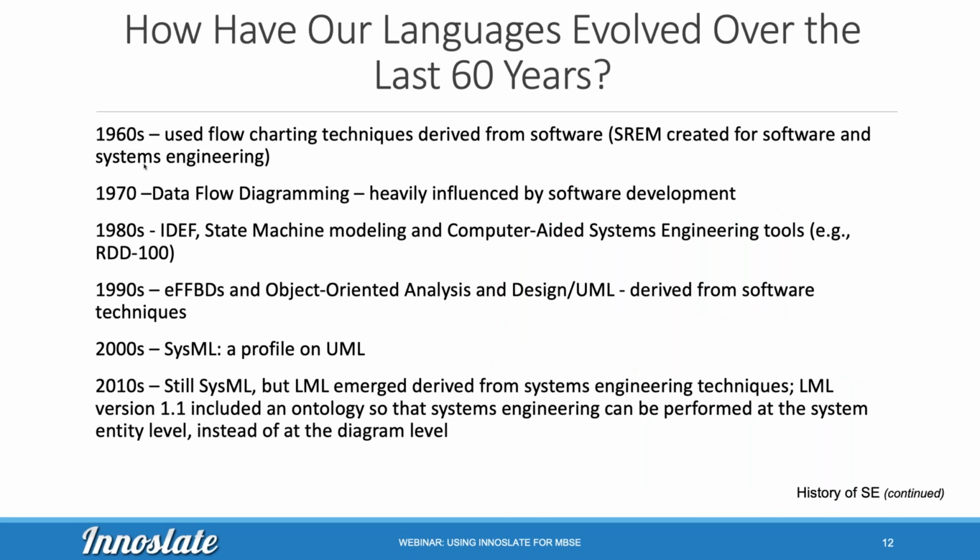So what have we done though in our languages in systems engineering? Well, in the 60s, we used flow charting techniques, particularly derived from software. That seemed to be one of the big things, although kind of simultaneously at TRW, this thing called SREM was created for software and systems engineering, and had a key role in developing the ABM system at the time that went from cradle to grave in 3 years.